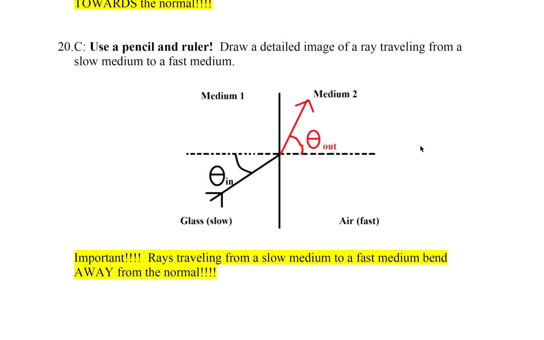Question 20. Draw a detailed image of a ray traveling from a slow medium to a fast medium. So you can see we switched it. Medium 1 on the left is slow, like glass. Medium 2 on the right is fast, like air. And you could see if we go from a slow medium to a fast medium, we bend away from the normal.